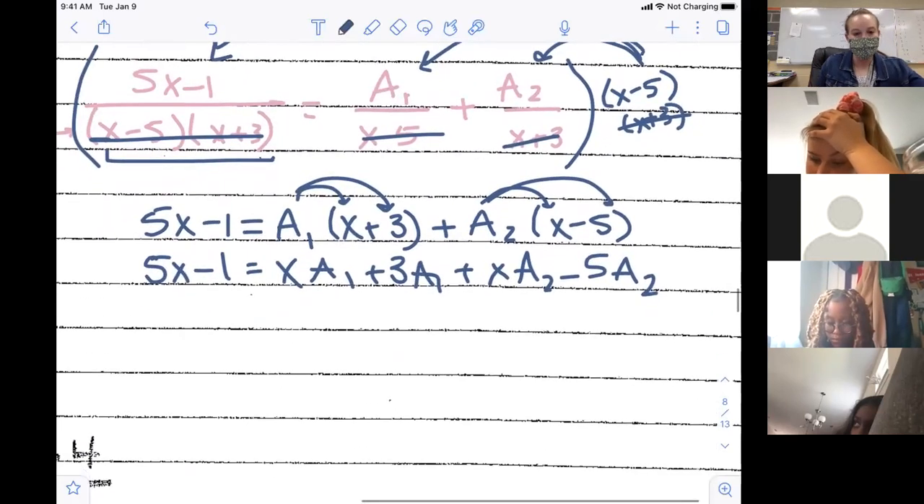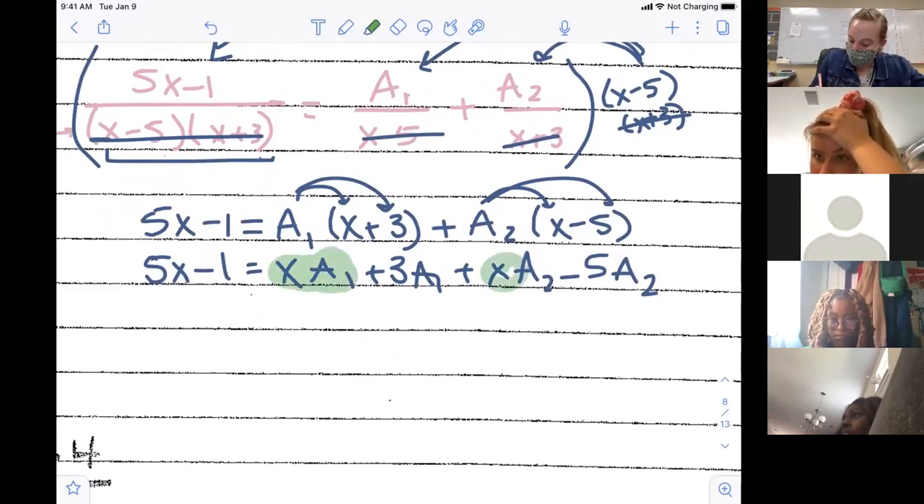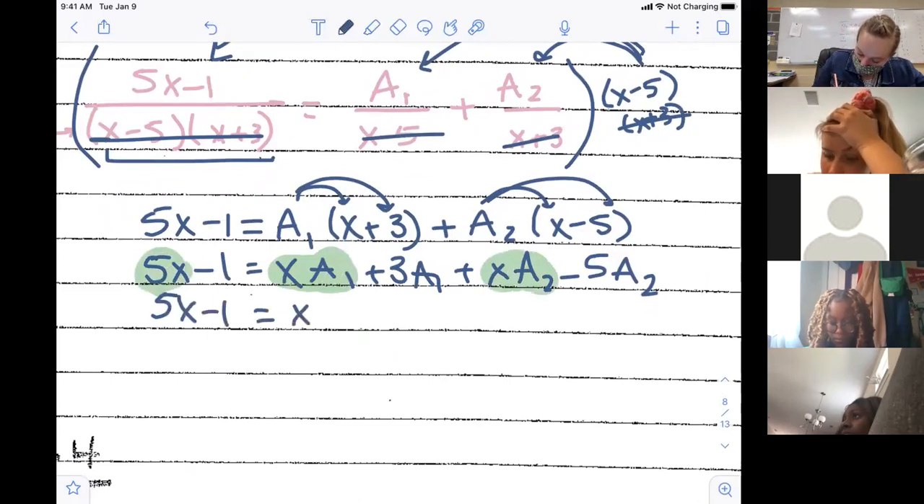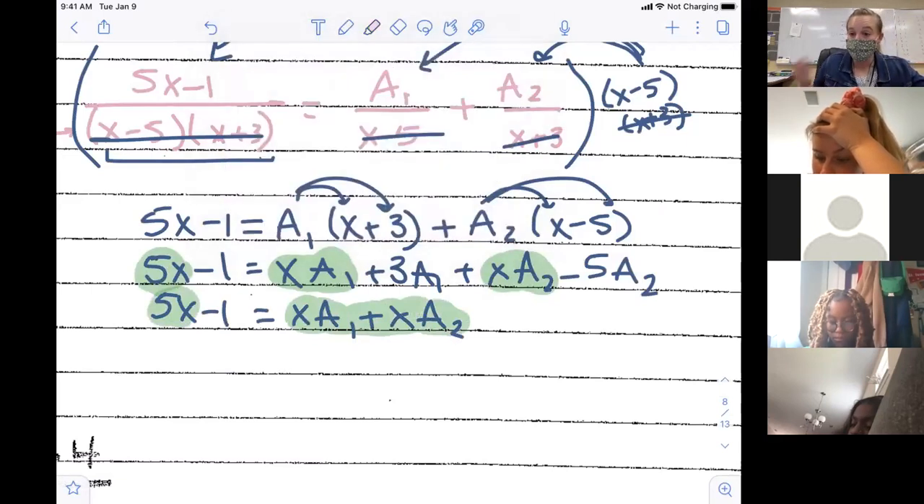Again, if you were keeping up with notes the other day, you have all of this. You're just reading along with me. The next thing I wanted to do was get all my x's together. So I've got x times A1 and x times A2. I want them together because I'm going to separate out my x's as an equation and my constants as an equation. So I've got 5x minus 1 equals x times A1 plus x times A2. Those are all like terms in the same spot. And then I'm going to put my constants in the same spot, the numbers without x's. So 3A1 and negative 5A2 are going to go in the back next to each other.